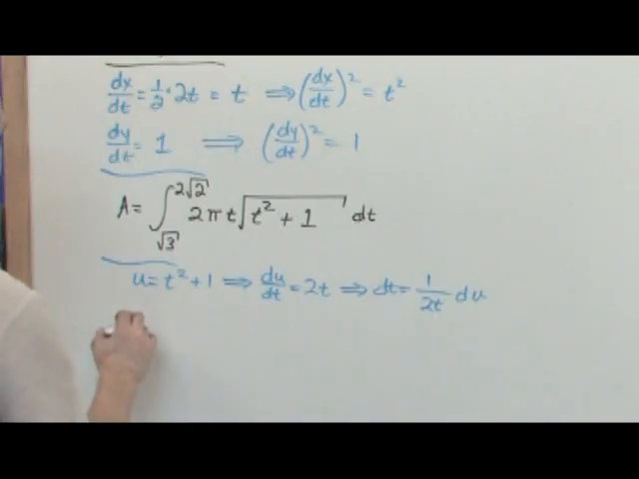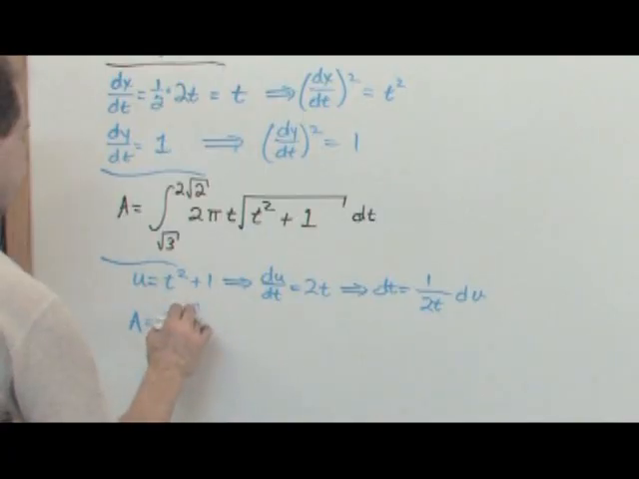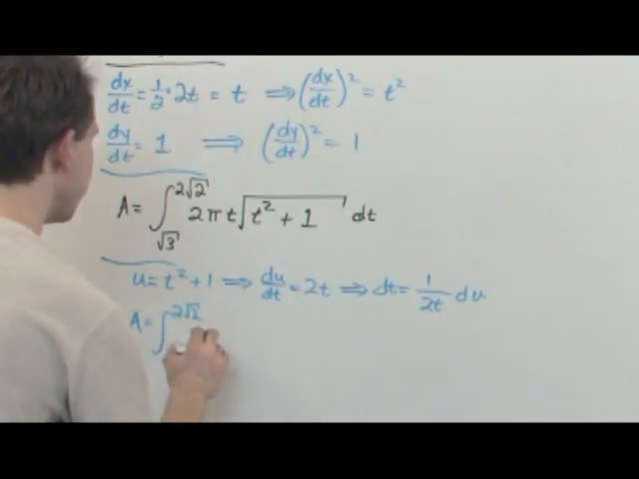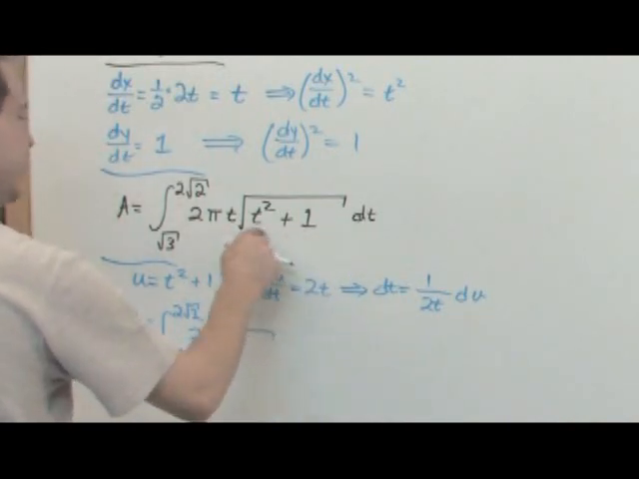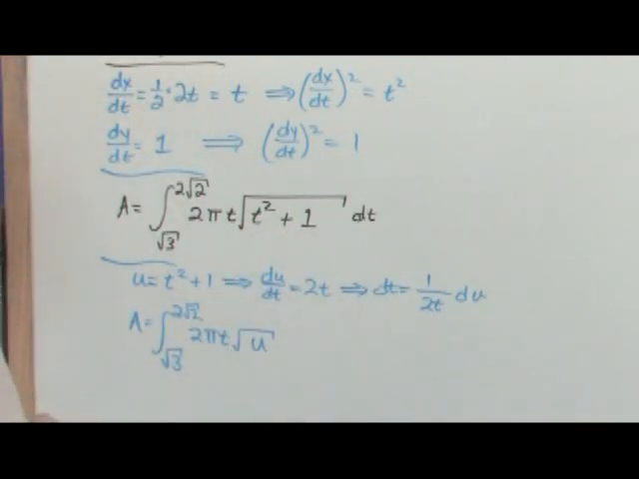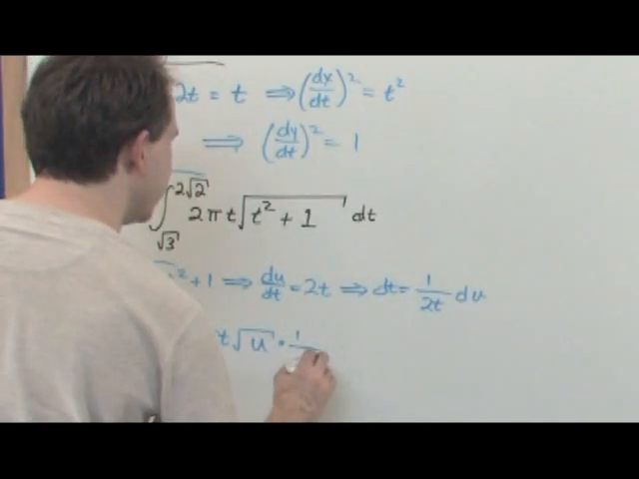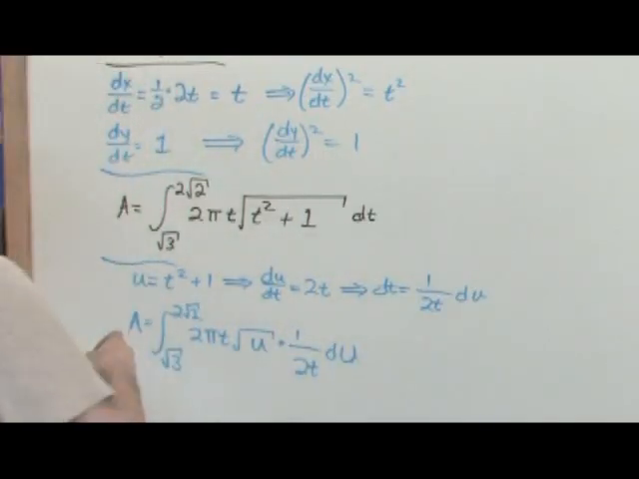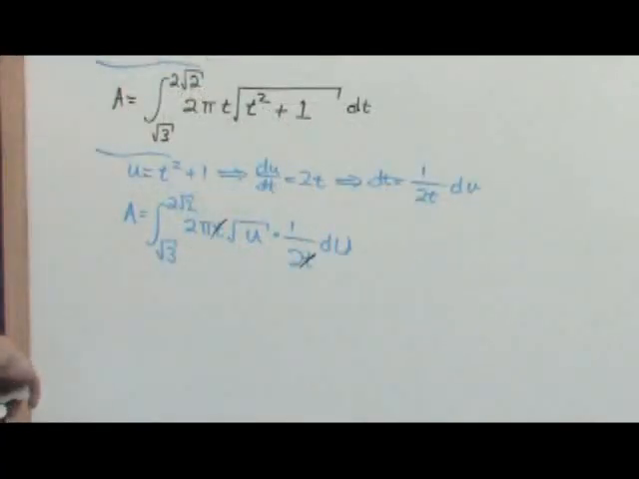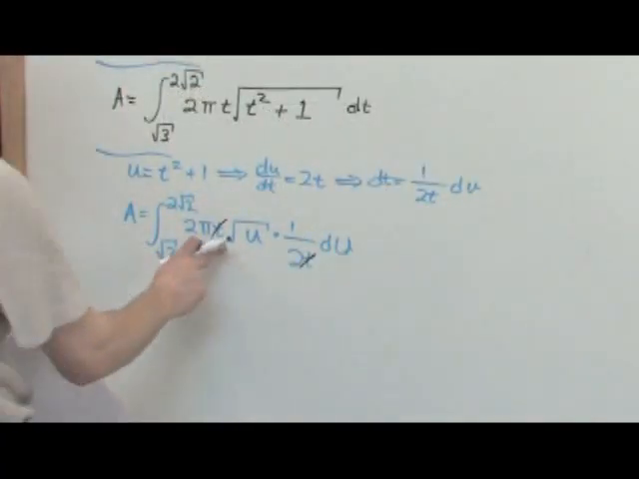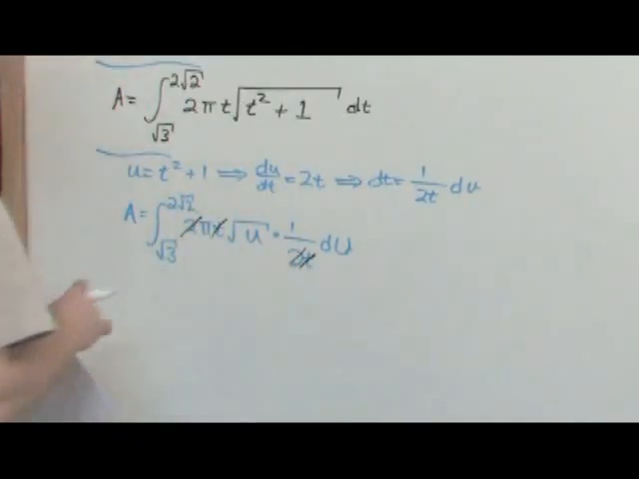So let's try our hand at this substitution. The integral from square root of 3 to 2 times the square root of 2 of 2 times pi times t times the square root of t squared plus 1, which I defined to be u, times dt, but I found what dt was, 1 over 2t du. And now you see why we did it. This t cancels with this t, and now you just have an integral in terms of u and du. In addition, this 2 cancels out with this 2, so this becomes a very nice integral.